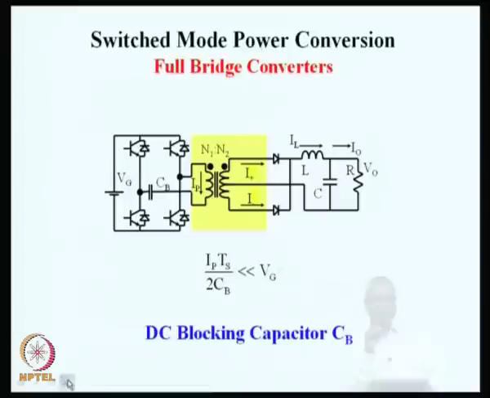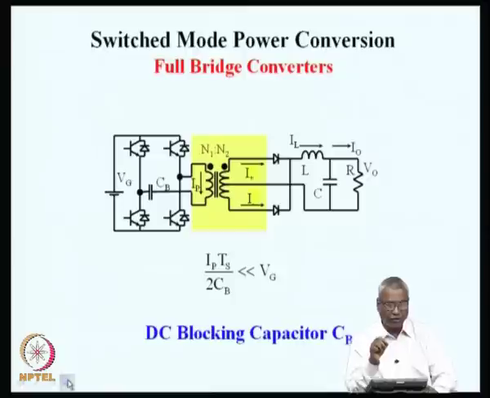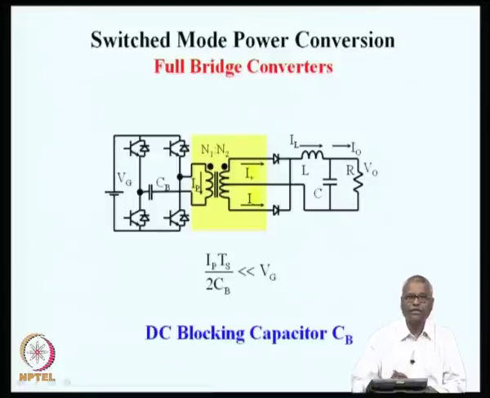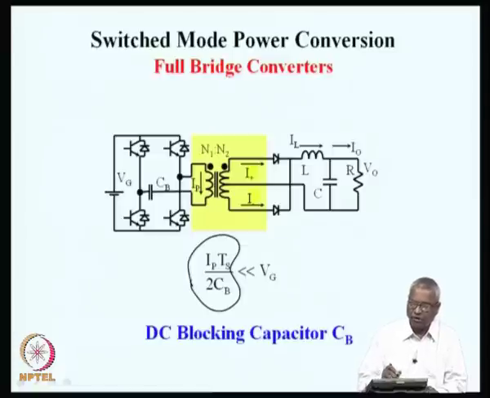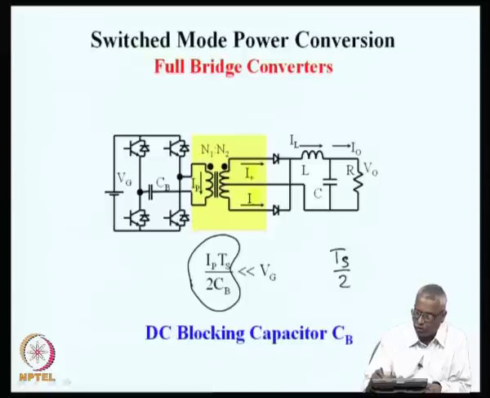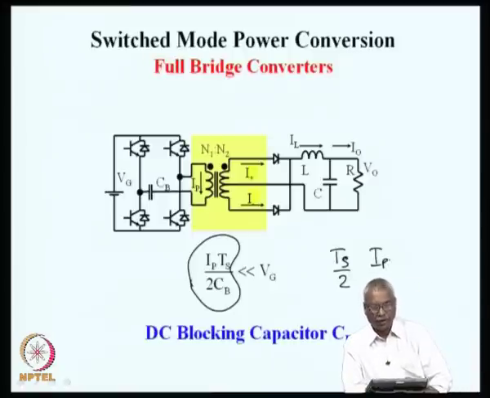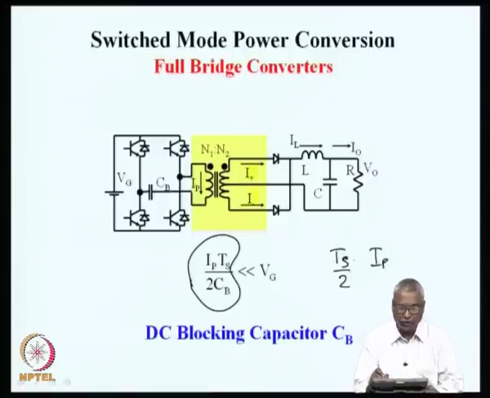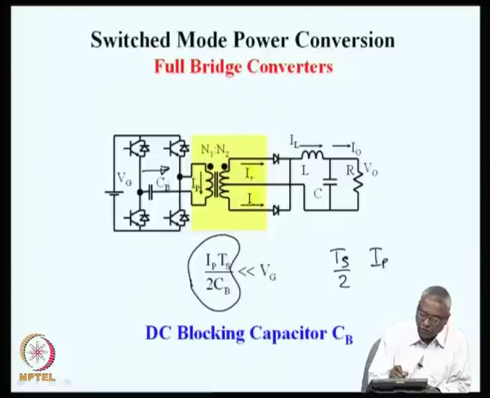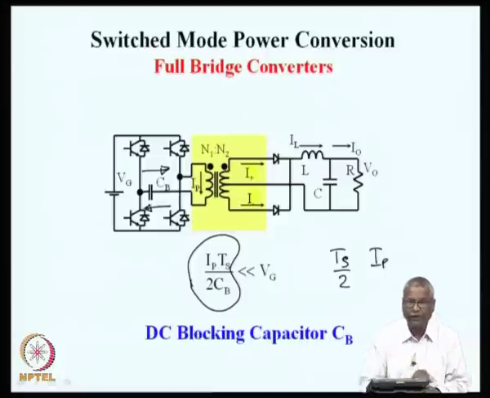How do you size this capacitor? We have to make sure that the voltage across CB is very small, and it is only to block the DC voltage that will be across the transformer. And the voltage across the capacitor is very easy to find out, because in every half cycle of Ts by 2, the primary current is flowing through the capacitor.